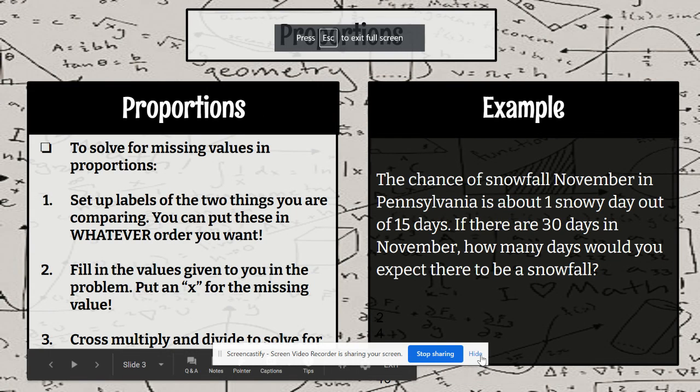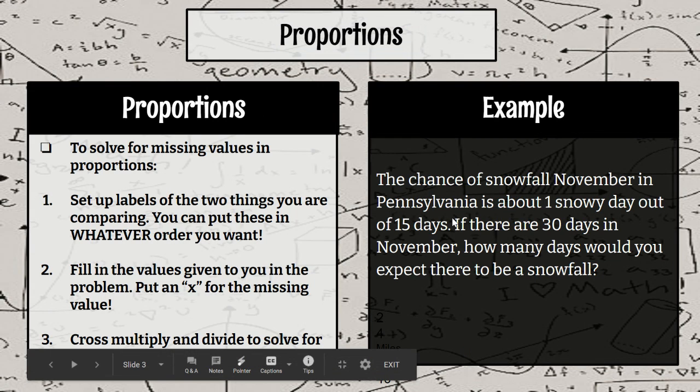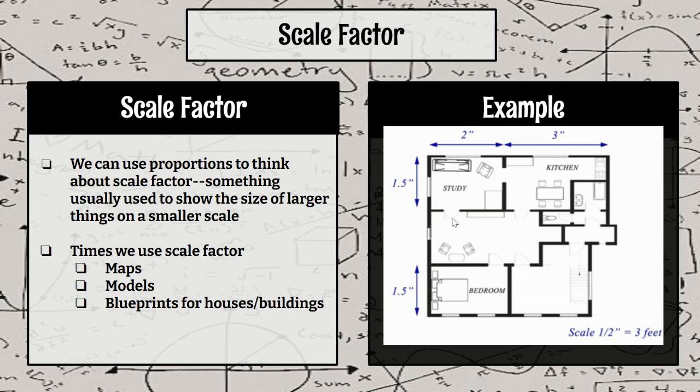All right, so we just covered proportions. You should have done that practice problem. Now, we're talking about another form of proportions, okay? And it's something that we call a scale factor. And this is actually used a lot in the real world. And it's something that is used to show something to scale, okay?